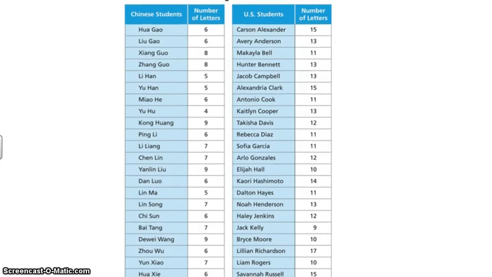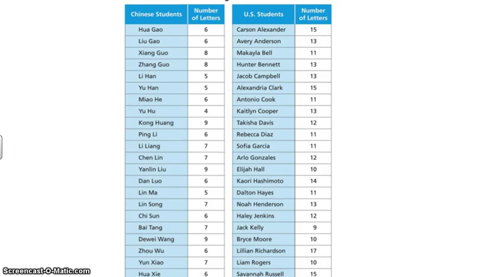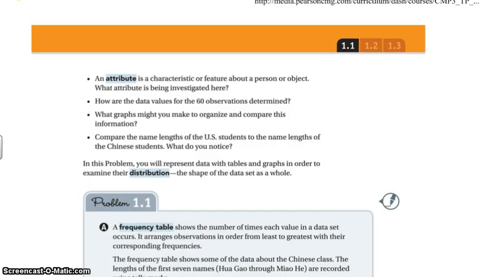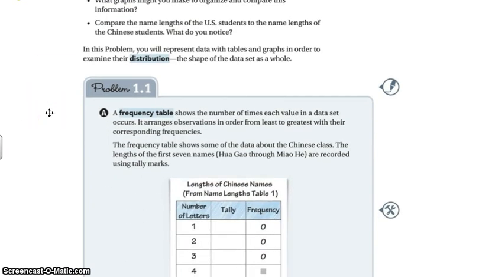What we're going to do in this video is simply set up and finish a Chinese frequency table, and then begin the U.S. students frequency table, which is the equivalent of question A1B in your book. Real quickly, I'm going to show you what a frequency table is, and then we are going to get into how to set one up.